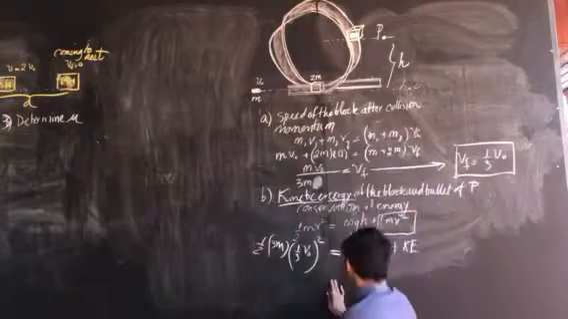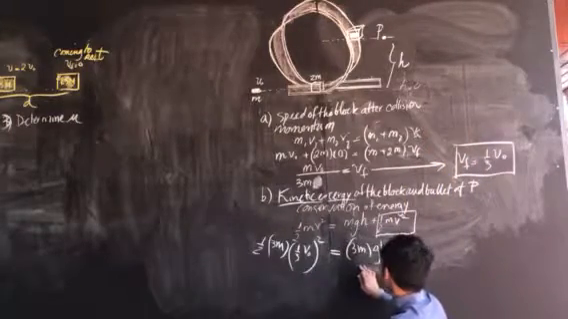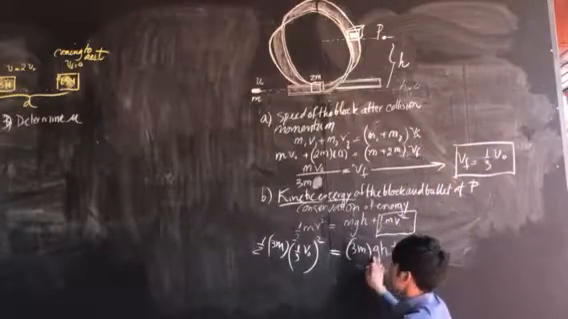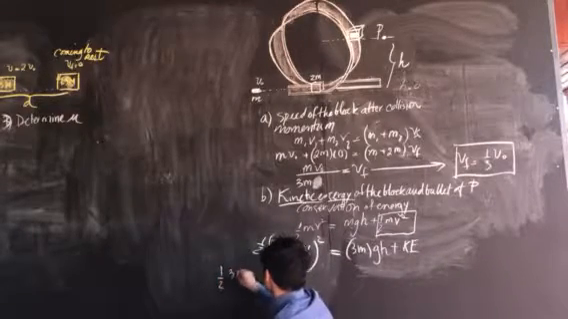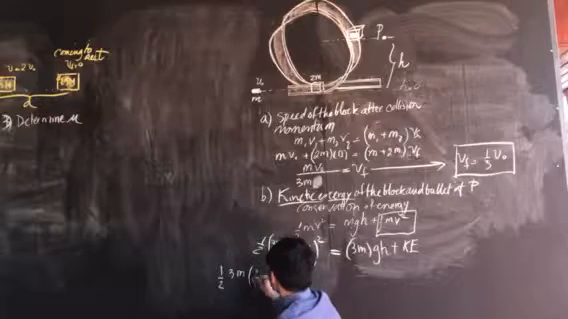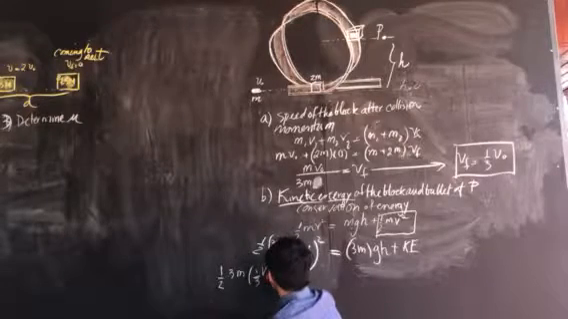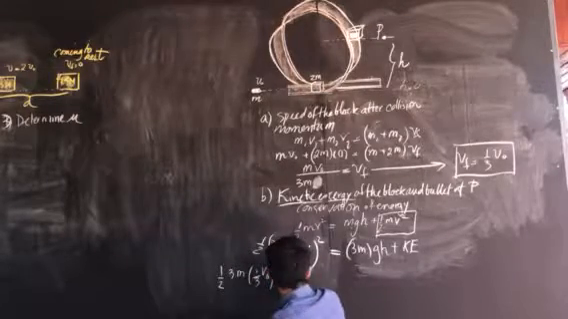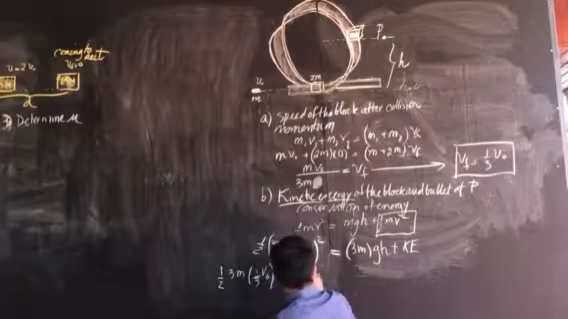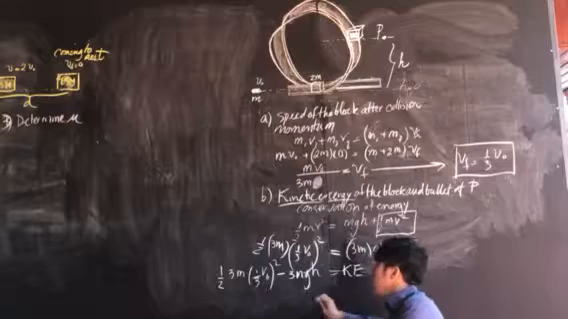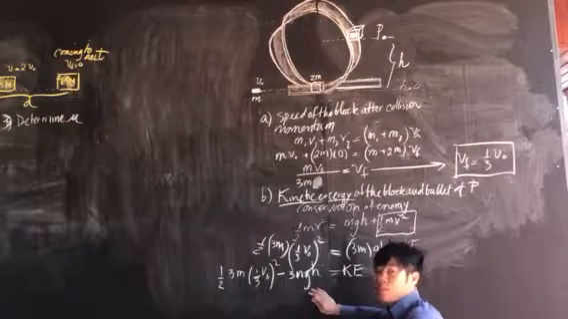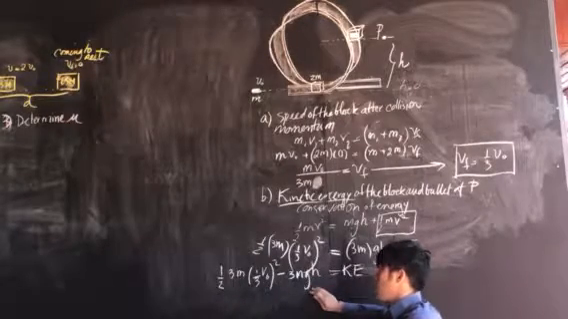So when you rearrange it, this term right here is positive, so you put it over there as negative. So the answer is 1/2 (3m)(1/3 v naught) squared minus 3mgh is equal to kinetic energy. So these are the answers you are looking for.